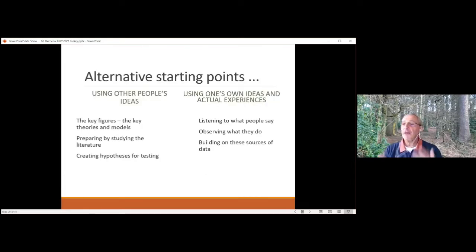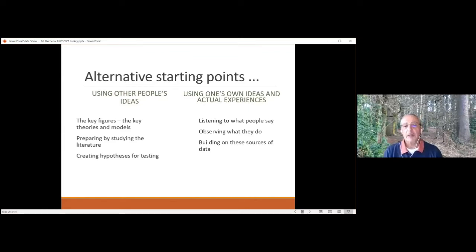Okay, so we're talking about these alternative starting points. On the left-hand side is the fairly classical hypothetico-deductive approach. You look at somebody's work or some body of theory, and you deduce a hypothesis. If this theory is right, then this thing should occur. I'm going to go and measure if that occurs, and if it does, then I've verified the theory. So you look at the key figures, you do a big literature review, you look at particular theories, and you create hypotheses which you go and test.